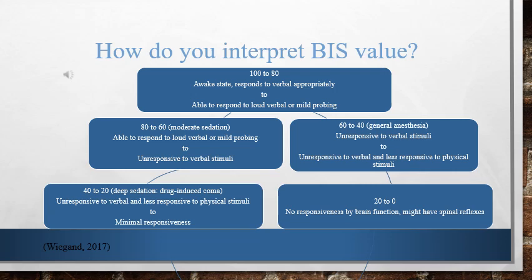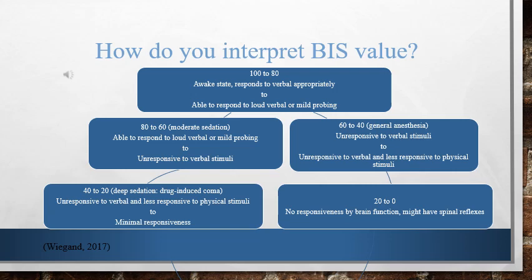Then they're going to go down into the moderate sedation range. This is going to be a BIS value of 80 to 60. If they're at 80, they're going to be able to respond to that loud verbal or mild probing. And then as they get closer to 60, they're going to end up being unresponsive to verbal stimuli. They're going to require a lot of probing to wake up.